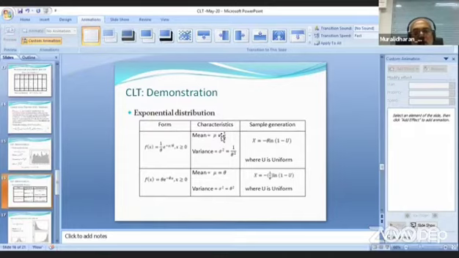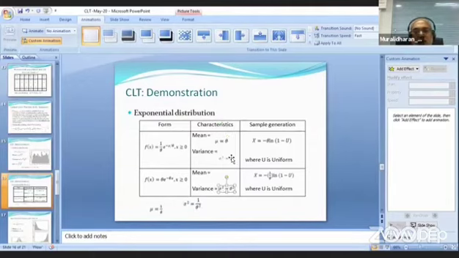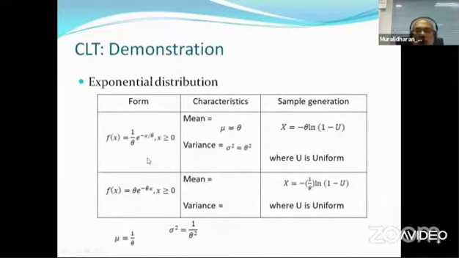Sorry, there is a mistake here. This goes here, this goes here actually. Okay, copy paste effect. Okay, so let me show it in the PowerPoint mode. Let us look at the first form of the exponential distribution. So this is the form.